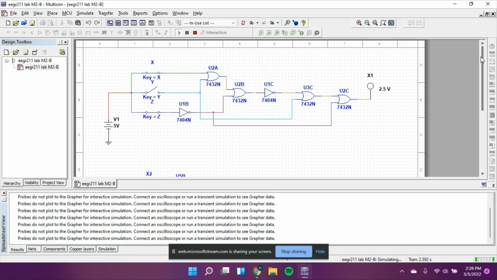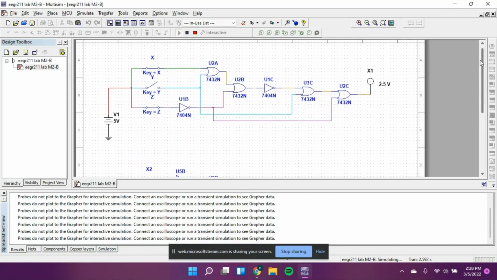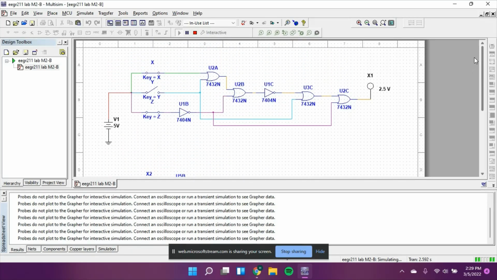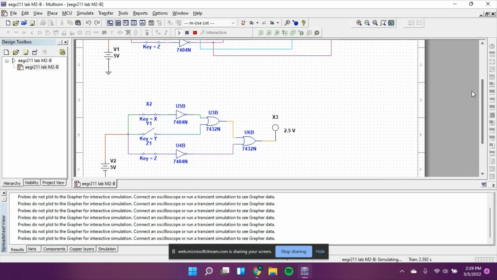The only way for the light to be off in both of these circuits is if x and z are equal to 1 and y is equal to 0.